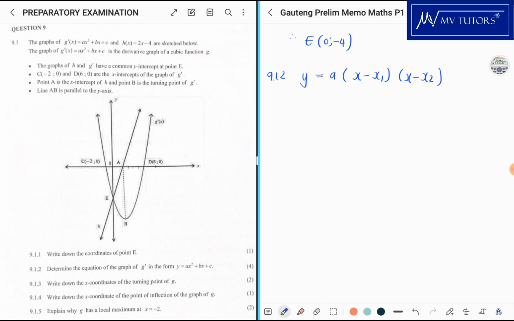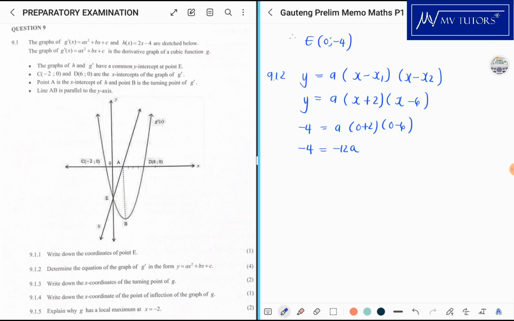For now we're going to substitute the x-intercepts. So we have minus negative 2, that's just plus 2, and then x minus 6. And now we're going to substitute the y-intercept. The y-intercept is where x is 0. In the place of y, we put negative 4, and in the place of x, we put 0. So we have 2 times negative 6, that's negative 12a.